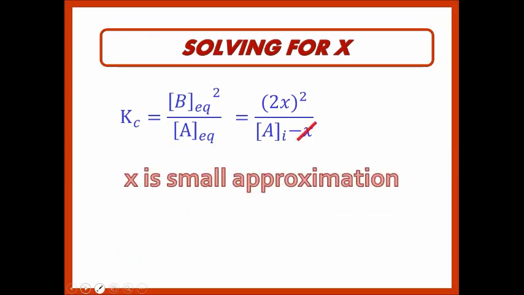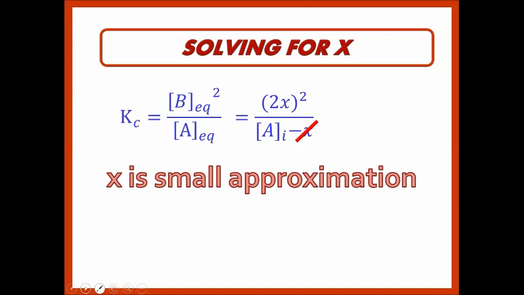This approximation is called the x is small approximation. If you use the x is small approximation, you must verify that x is negligible. So this is going to be true if the value of x is less than 5% of the initial reactant concentration. So mathematically, we would verify this by saying the value of x over the initial reactant concentration times 100, and if we get a value that's less than 5, then this x is small approximation has been verified. So now let's go over some examples using ICE charts to solve for equilibrium concentrations of reactants and products.